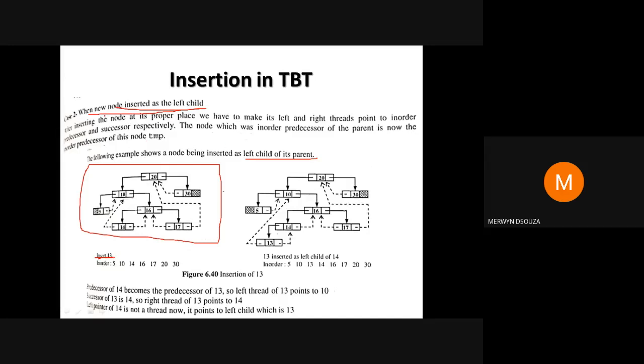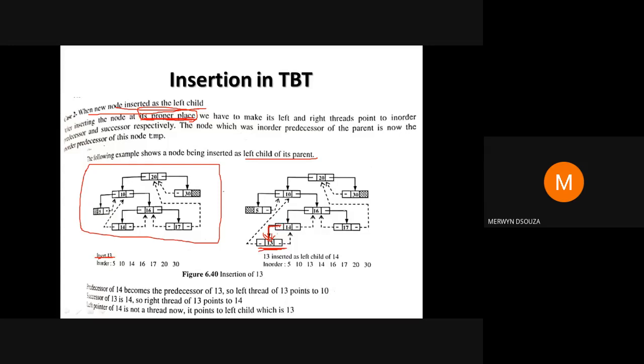We are going to see the case when we insert a new node as a left child. What you do is, wherever you find a proper place for the new node, you insert it. It could be anywhere. Once you have put the new node in its proper place, here they have inserted 13 as the left child of 14. As you can see here, this is a solid arrow. So they have inserted 13 as the left child of 14.